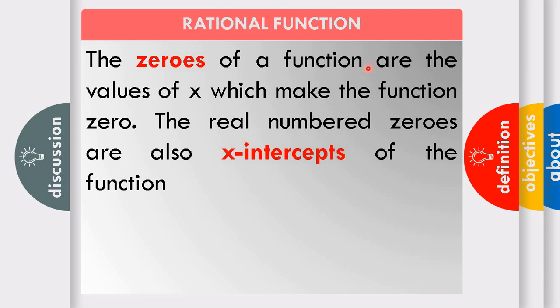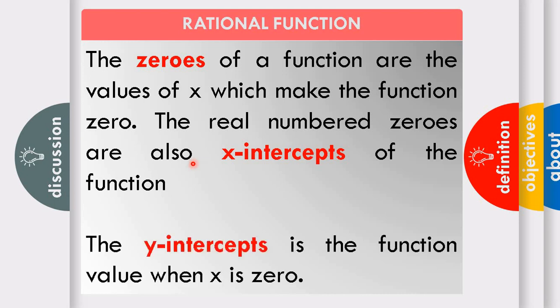The zeros of a function are the values of x which make the function 0. The real-numbered zeros are also x-intercepts of the function. Okay? So when we are finding x-intercepts, they are also considered as the zeros of the function. And the y-intercept is the function value when x is 0.